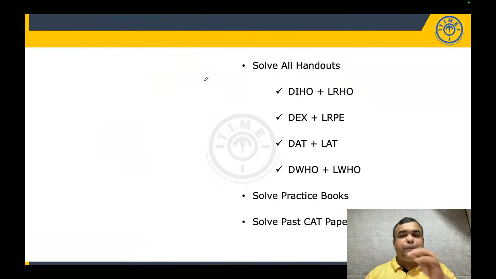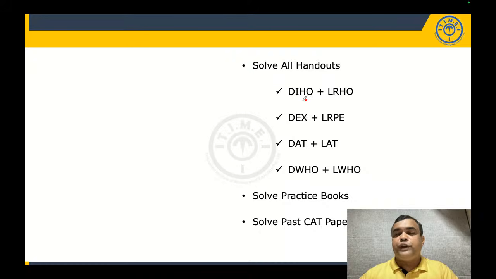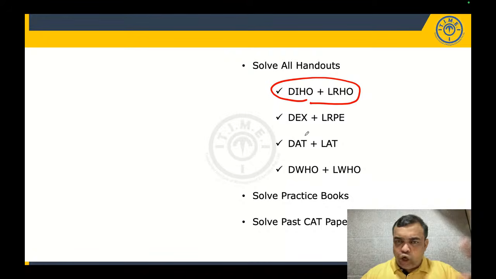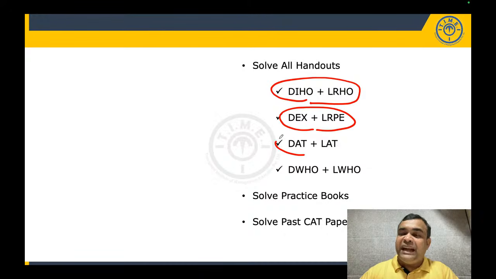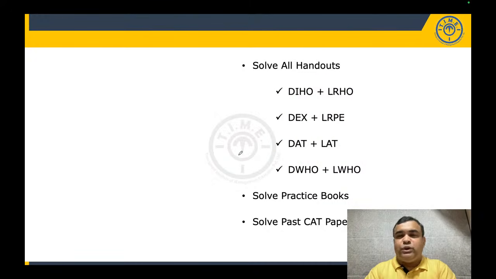अच्छा, तो मुझे prepare क्या करना है अभी? ये handout के code हैं for the TIME students. जो TIME के students हैं, they should go in this order. First you finish the DILR handout. Non-TIME students के लिए मैं बता रहा हूँ: DEX and LRP handout, DAT and LAT handout, DWH and LWH handout.